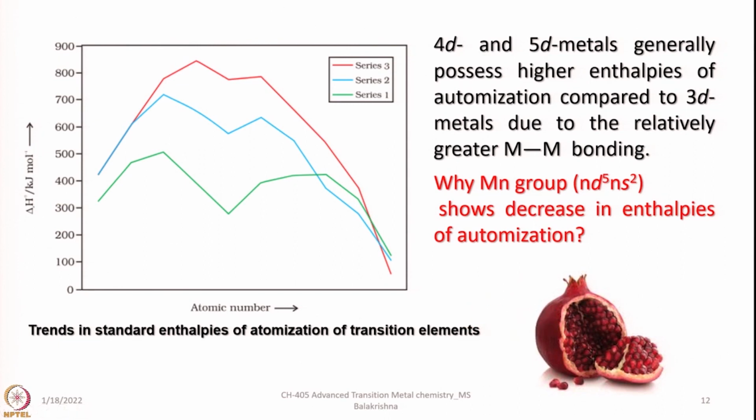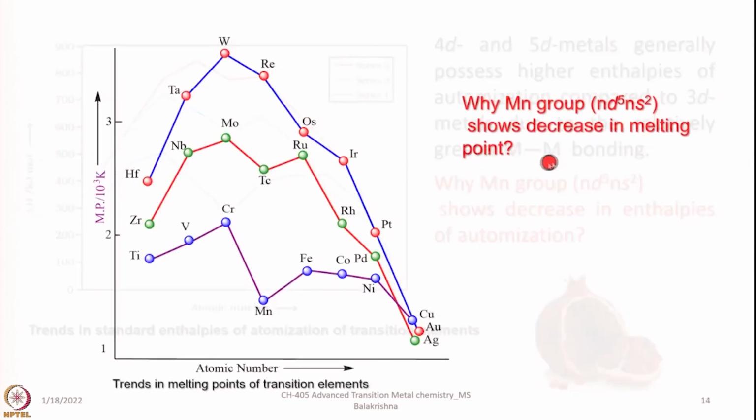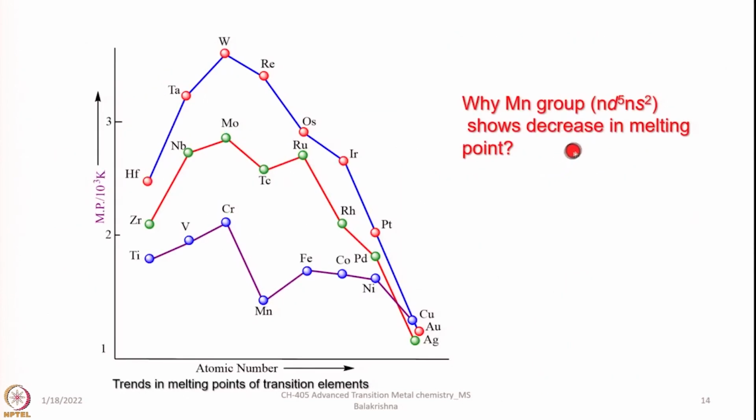And this decrease in enthalpy of atomization for the manganese group is also reflected in the melting point. So, let me show you here why the Mn group shows a decrease in melting point. That means, as I mentioned here, the enthalpy of atomization also drops. As a result, what happens? Taking out these atoms or separating these atoms will be very easy, and hence the melting point also drops in these cases having nd5 ns2 electronic configuration.